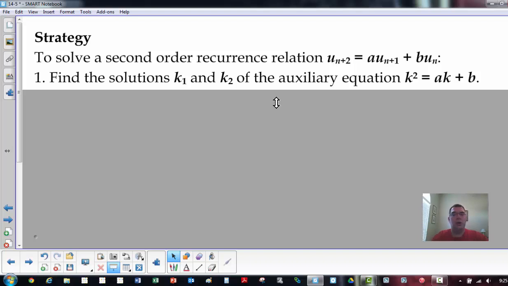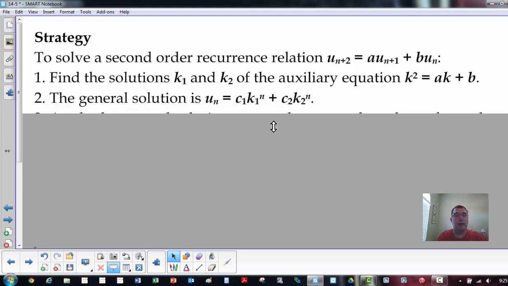So here's what we're going to do. We're going to create an equation that is k squared plus ak plus b. So my k's are variables for now that need to be solved for, but my a and b are going to come directly from that equation that I was given. So the a is going to be the coefficient of the (n+1)th term, and the b is going to be the coefficient of the nth term, and I'm going to go from there.